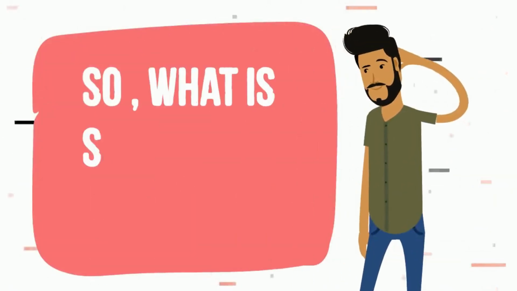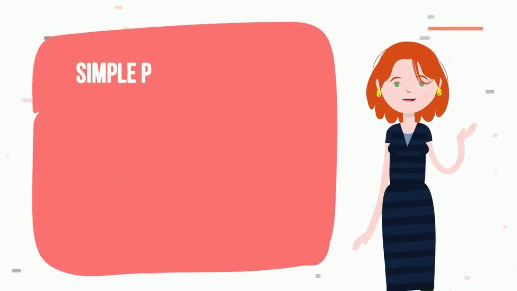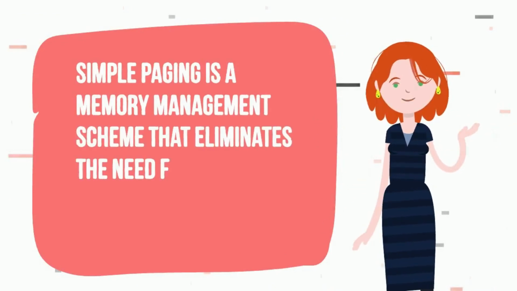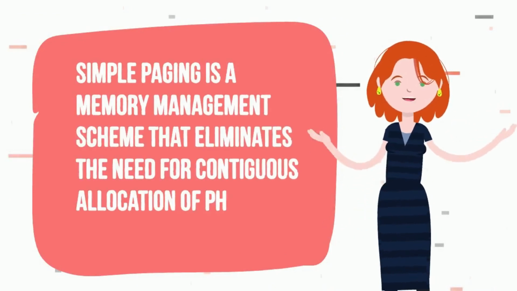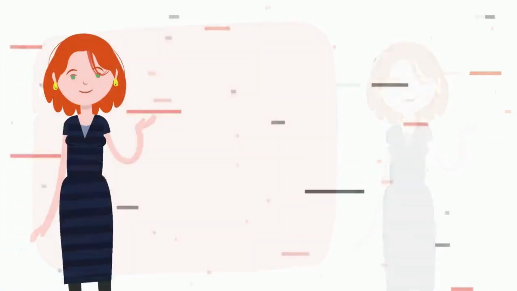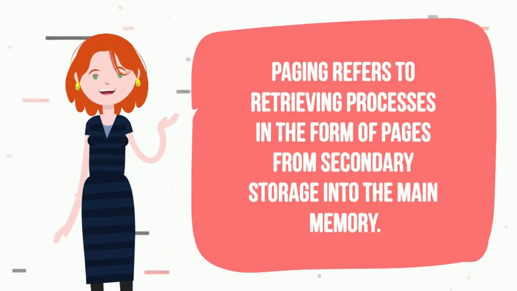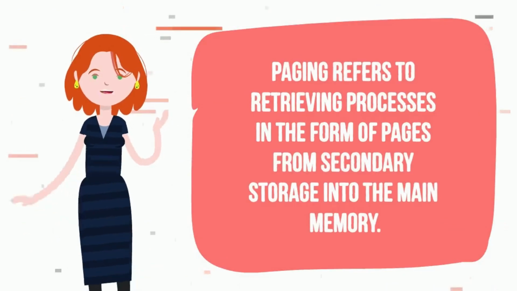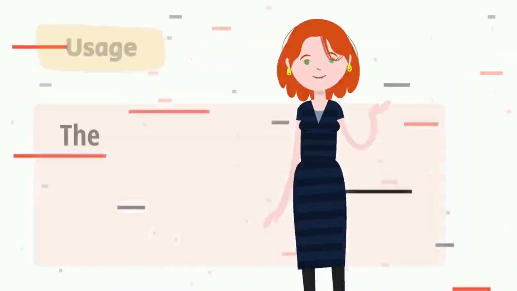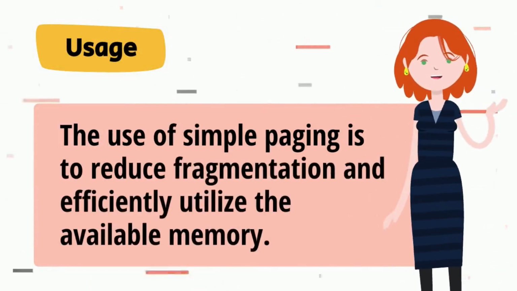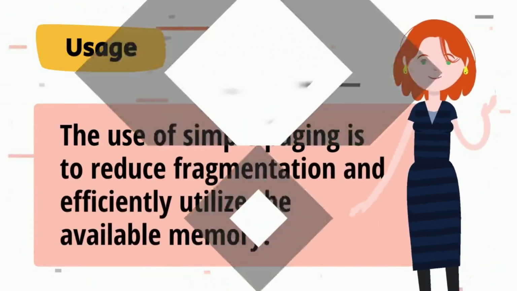So, what is simple paging? Simple paging is a memory management scheme that eliminates the need for contiguous allocation of physical memory. Paging refers to retrieving processes in the form of pages from secondary storage into the main memory. The use of simple paging is to reduce fragmentation and efficiently utilize the available memory.